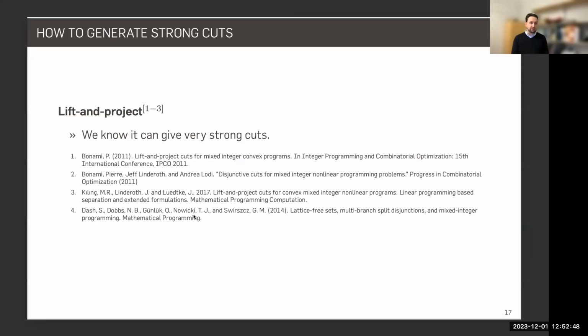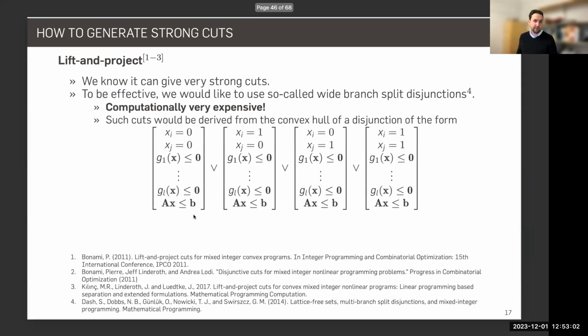So how can we generate strong cuts? Well, raising that question, I'm hoping that some of you are thinking of lift and project. This is a natural candidate for generating strong cuts. We know that this can give very strong cuts to the problem. But to be effective, at least I think we would like to use so-called wide branch split disjunctions.